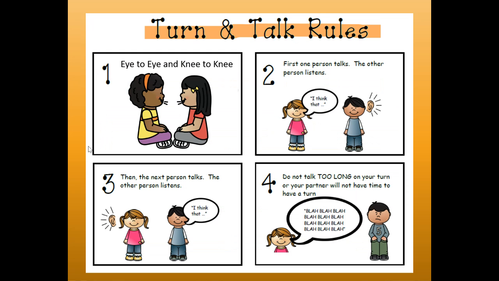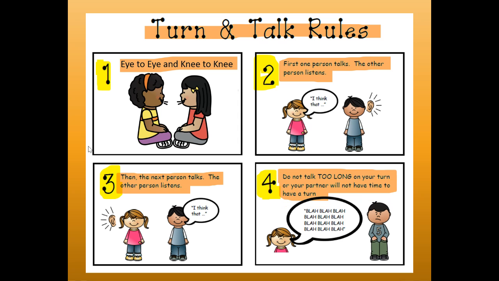Let's go over our turn and talk rules. If you have a partner at home, you're eye to eye and knee to knee. You always face the speaker and look at them. Number 2, first one person talks, the other person listens. Number 3, then the next person talks, the other person listens. Number 4, do not talk too long on your turn, or your partner will not have time to have a turn.